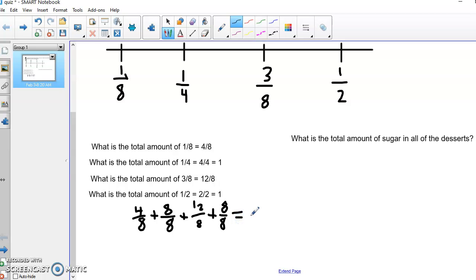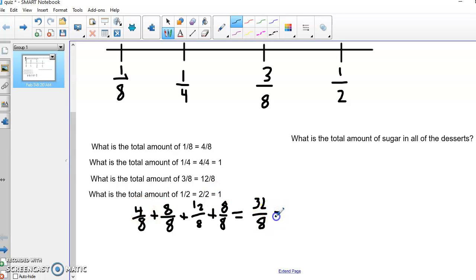How much total sugar goes into all of the desserts? How many 8ths does that make in all? All right, I got 32 when I double check my math. Remember, you can use the commutative property to rearrange and add these in any order that you like. I like to do 12 plus 8 first, which got me 20. And then I added on 8 more to get 28. And lastly, I added 28 plus 4 to get 32.